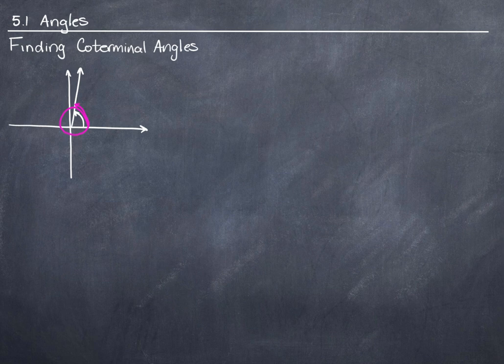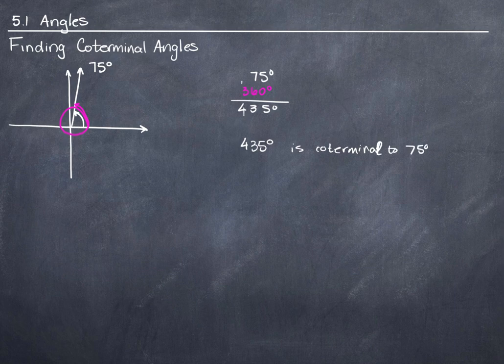So this angle, the white angle, looks like it might be about 75 degrees. I'm just kind of estimating there. And I added an entire cycle to that. So I added to 75 degrees an additional 360 degrees. And if I add those together, I get 435 degrees. So we say that 435 degrees is coterminal to 75 degrees.